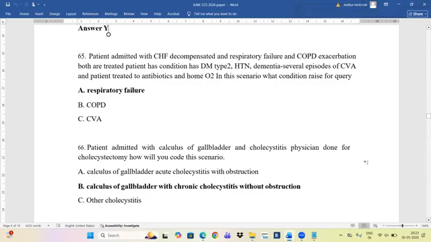Next, question 65, check. The given diagnoses are decompensated CHF, respiratory failure unspecified, and COPD exacerbation. Then past medical history, leave it: DM type 2, hypertension, CVA and all. Based on this, what is the query opportunity here? We don't have the type of respiratory failure, so we need to raise the query for acuity or specificity of respiratory failure.